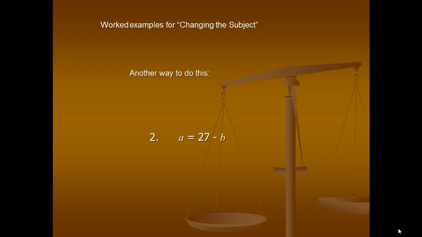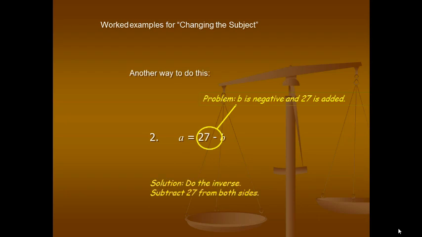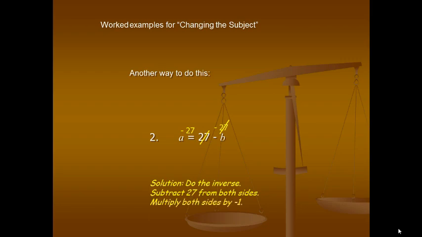Here is another way to do this. The problem is b is negative and 27 is added. The solution, do the inverse. Subtract 27 from both sides. Now b is alone, but it's negative, so multiply both sides by negative 1. A becomes negative a, negative 27 becomes positive 27, and negative b becomes positive b. So b equals 27 minus a.